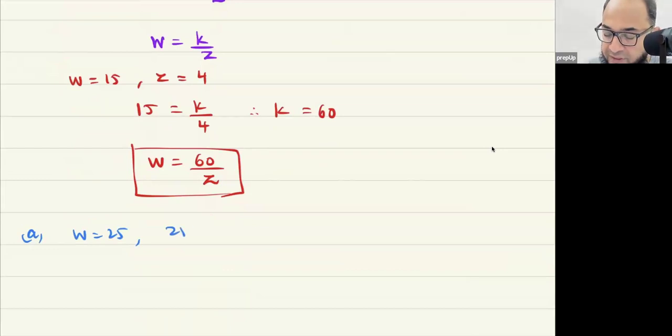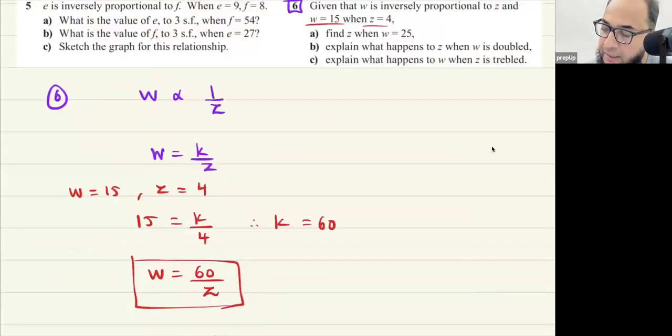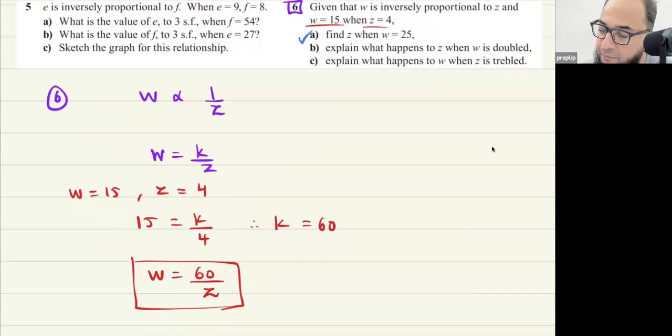So 25 is 60 over Z. Therefore Z is 60 over 25, that is 12 over 5. Leave the answer as a fraction. So part A is done. Part B: explain what happens to Z when W is doubled.